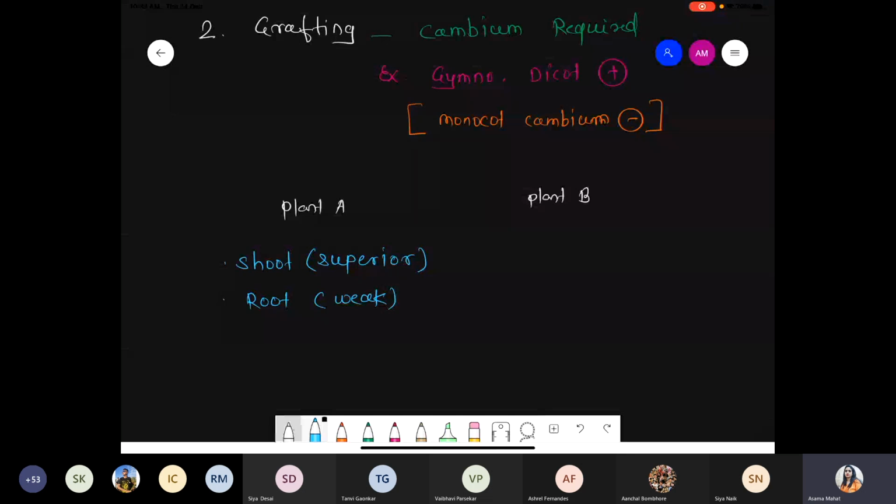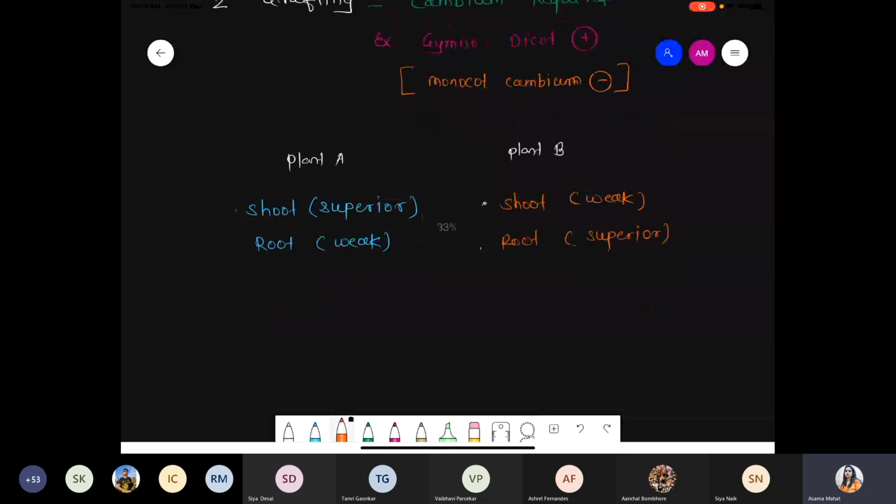But now what happened? There is one drawback. Plant A has a superior shoot, but it has a weak root. Exactly the reverse scenario with respect to plant B. In case of plant B, the shoot is weak and the root part is strong, that is superior. So with the help of grafting, you can produce a third variety, right?